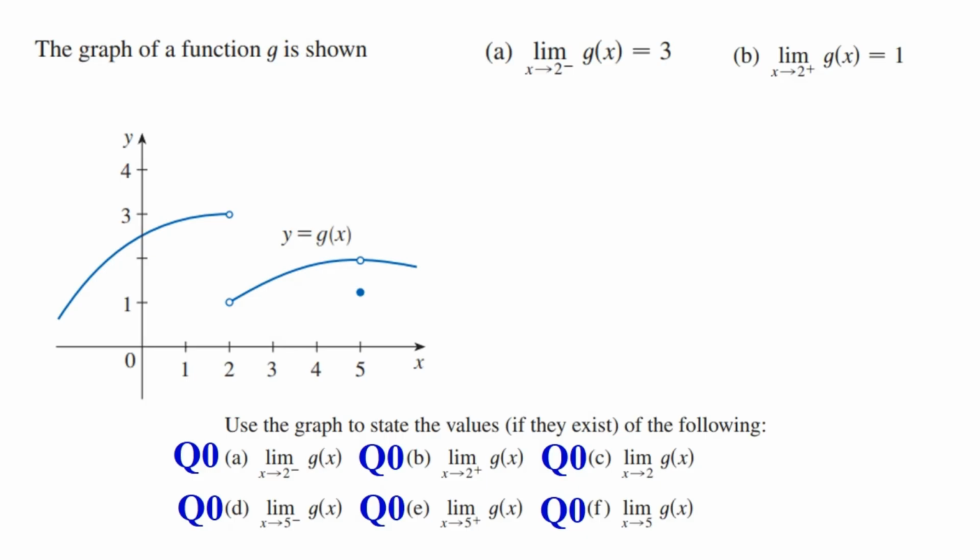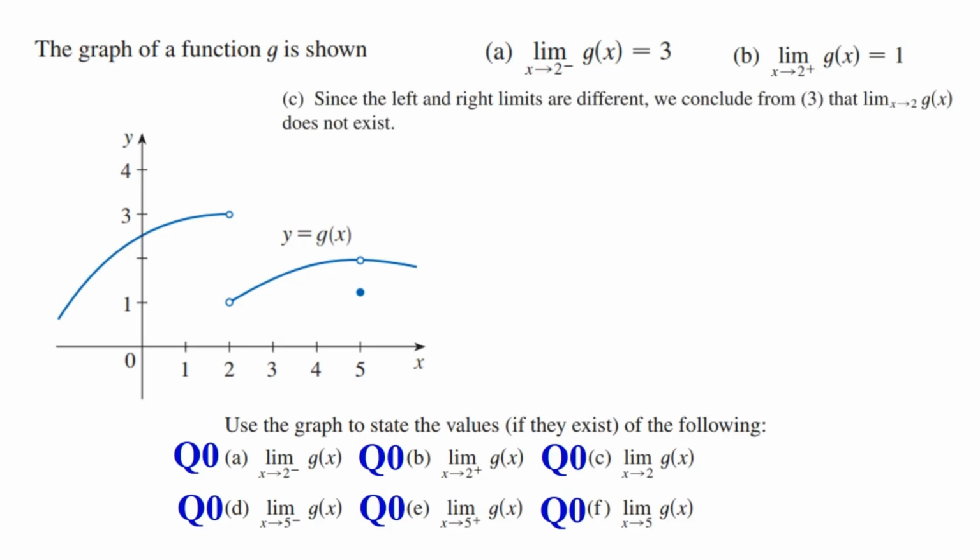So let me say it again. The limit does not exist because the left-hand limit is 3, while the right-hand limit is 1. Because they are not equal, we can conclude that the limit of g of x as x is tending to 2 is undefined. It does not exist. So let's proceed again to question 0d.